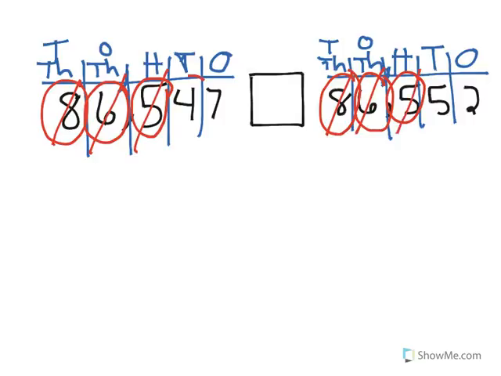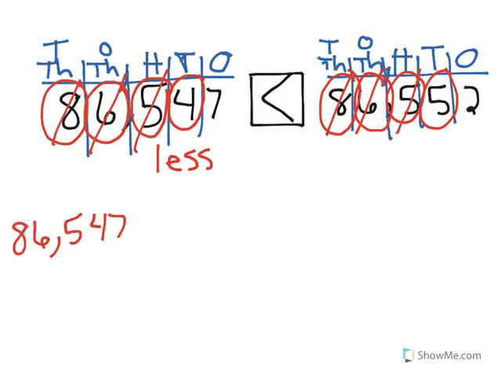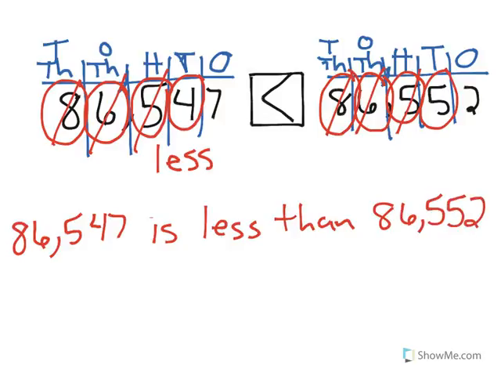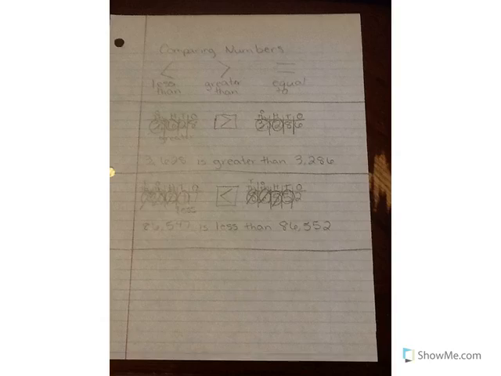I go to my tens. Here I have a 4. Here I have a 5. Now I can tell that the 4 is less than the 5. So I'm going to use my less than symbol. If I read this, this says that 86,547 is less than 86,552. Make sure that you're making those place value charts. So now your notes should look like this. We should have one section left in our paper.